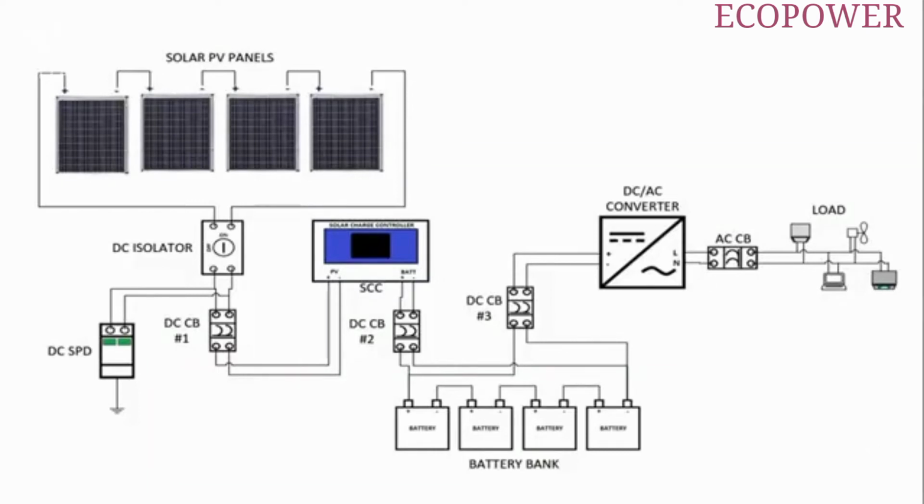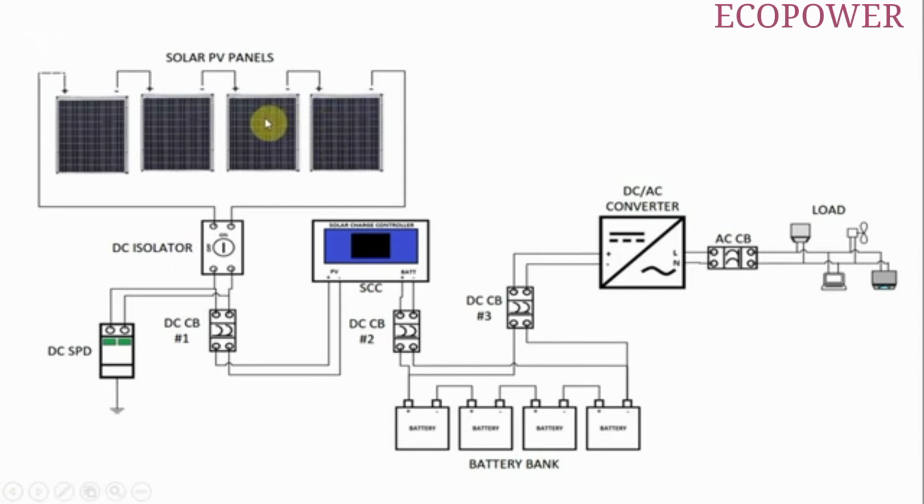Okay, now that we have all the things that we need, let's build our off-grid system. A typical schematic of an off-grid solar power system setup will be something like this. So we have our solar panel array right here.